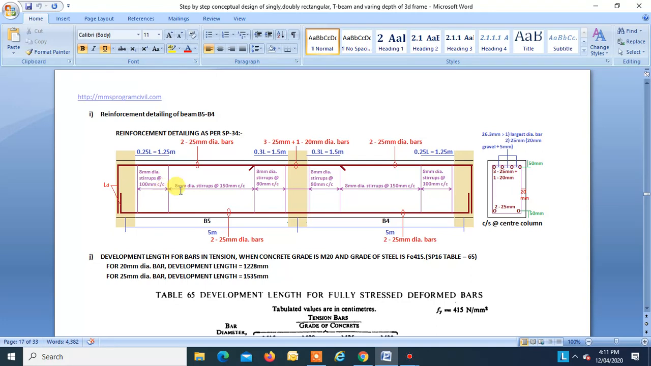And we know that as we move towards center, the shear force decreases. So in this area in between, we will provide 8 mm stirrups at 150 mm.